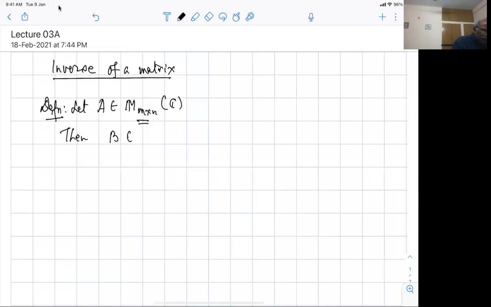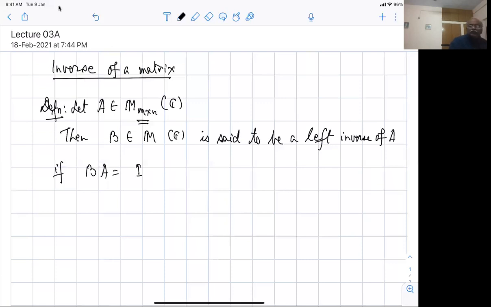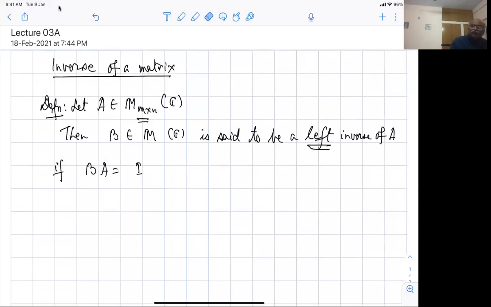Then B belonging to something here, we'll write this whatever it is, is said to be a left inverse of A if B times A is identity. All right. So we are looking at the left inverse here. I am talking of identity here. B is on the left, A is on the right.